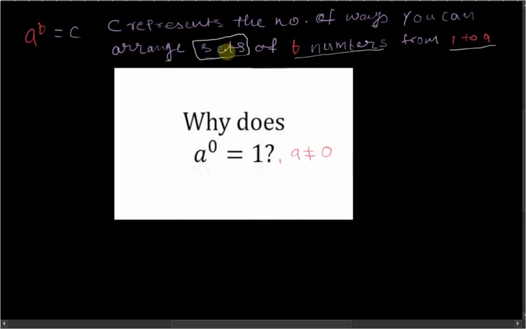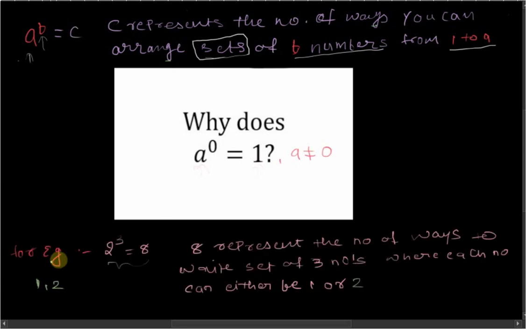All right. So what we have is this relation. This describes the relation that c represents the number of ways you can arrange sets of b numbers from 1 to a. Well, we all know what sets are. So starting from 1 up to this a, whatever a may be, we are going to arrange the sets of b numbers.